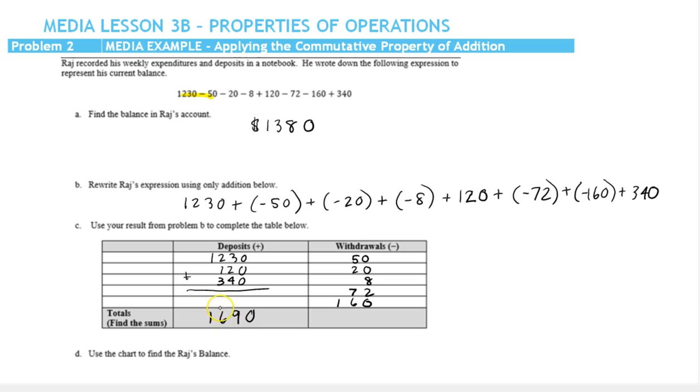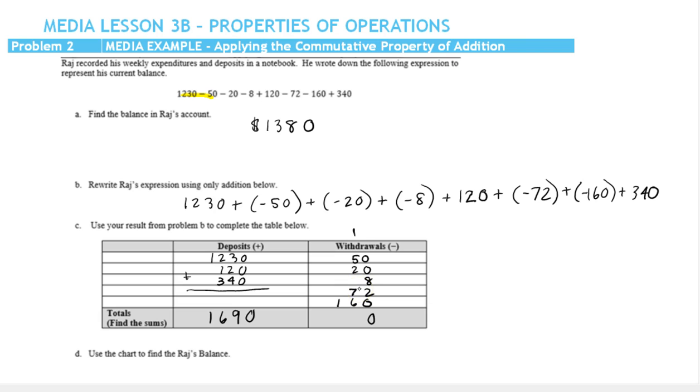So we had a total of the positive entries or deposits, including the initial amount, which we're thinking of as a deposit, is $1,690. Now let's look at the withdrawals. So adding in the ones place, we have 10, so that's a 0, carry a 1. Now we have 1, 6, 7, 8.